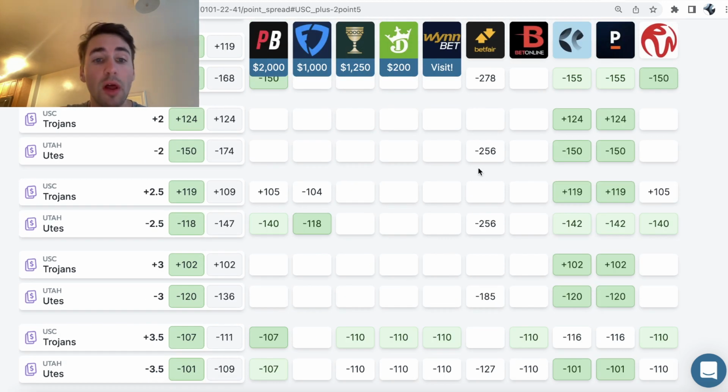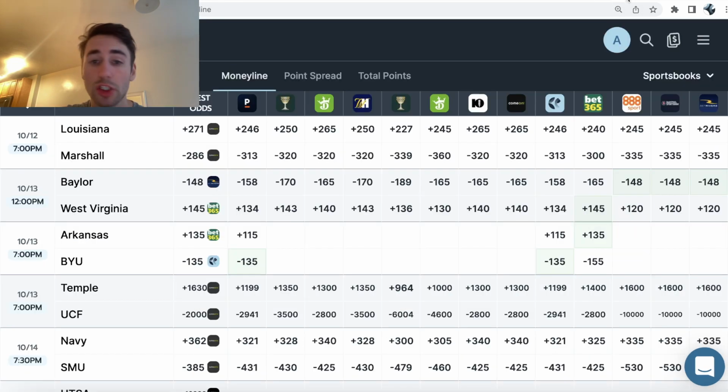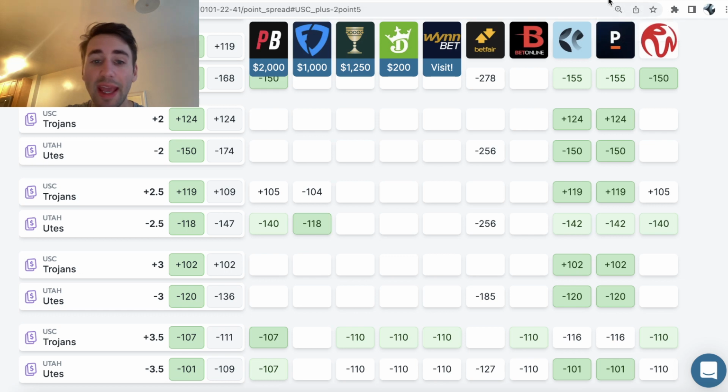So for example, the first play I locked in is Utah -2.5. You can see that's an arbitrage bet with Pinnacle, the sharpest sportsbook in the world. And so I clicked into this bet, right? And I was like, oh, that's pretty interesting. What's going on here? And what you'll notice is FanDuel, they have the line set at Utah -2.5, right?